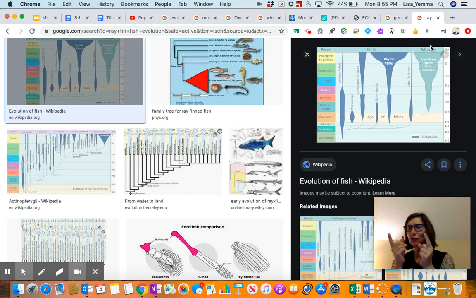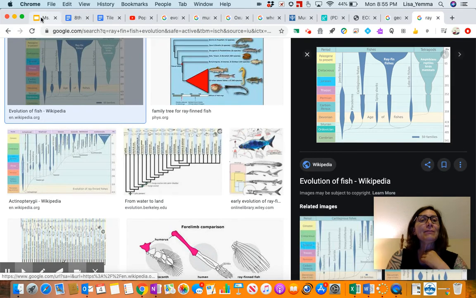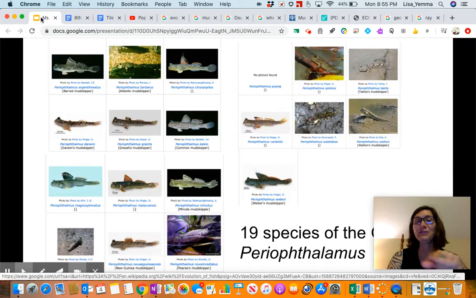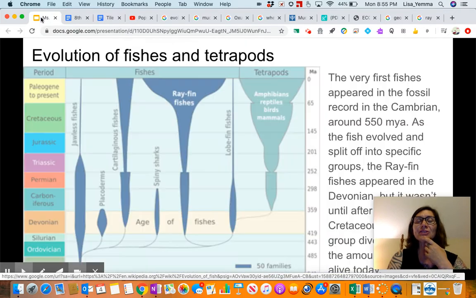Interestingly enough, you've seen that mud skipper. It's got that pectoral fin that kind of allows it to move around on land much easier. So that's an interesting connection. So I went ahead and put that slide of the ray-finned fishes into my presentation here. And I wanted to talk about the evolution of fishes. So instead of copying and pasting something, I basically wrote a summary of what is on the slide.